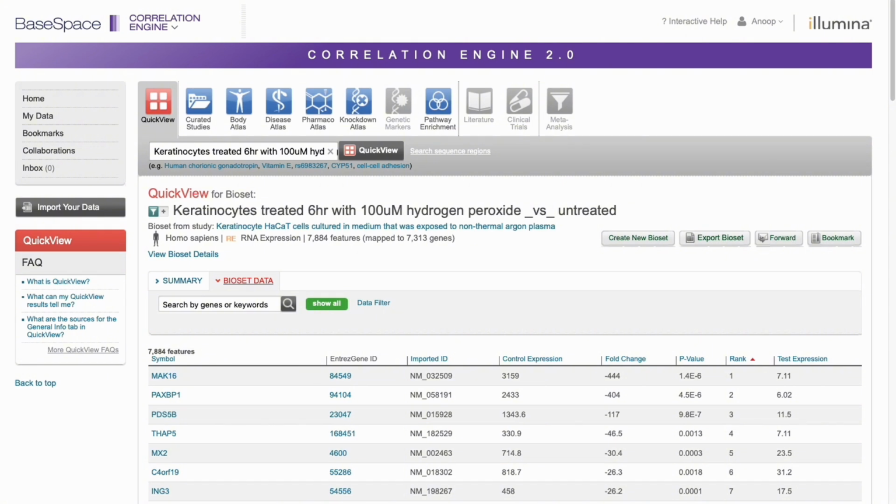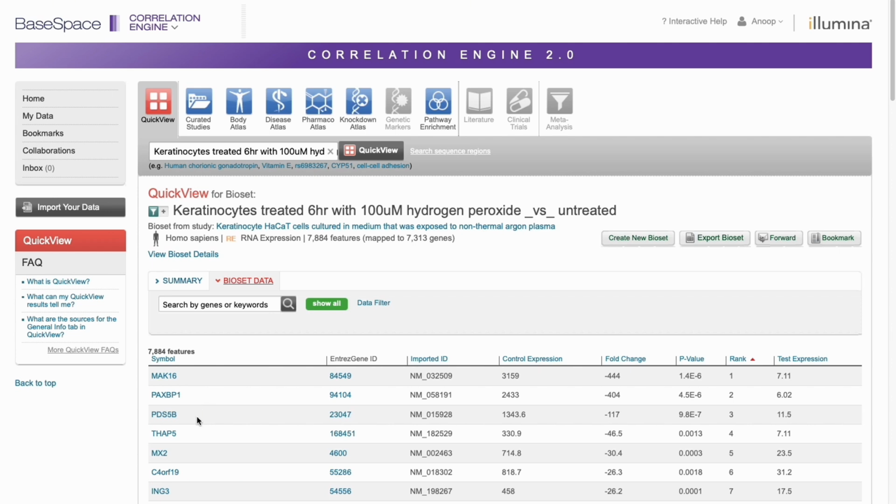The Correlation Engine knowledge base can be a great solution for helping you interpret the results of your omics studies. This particular example corresponds to an RNA expression study in which a keratinocyte cell line was treated with hydrogen peroxide and compared to untreated cells. You see that the 3 top regulated genes here, with p-values less than 0.05 and ranked by magnitude of fold change, are MAX16, PAXBP1, and PDS5B.